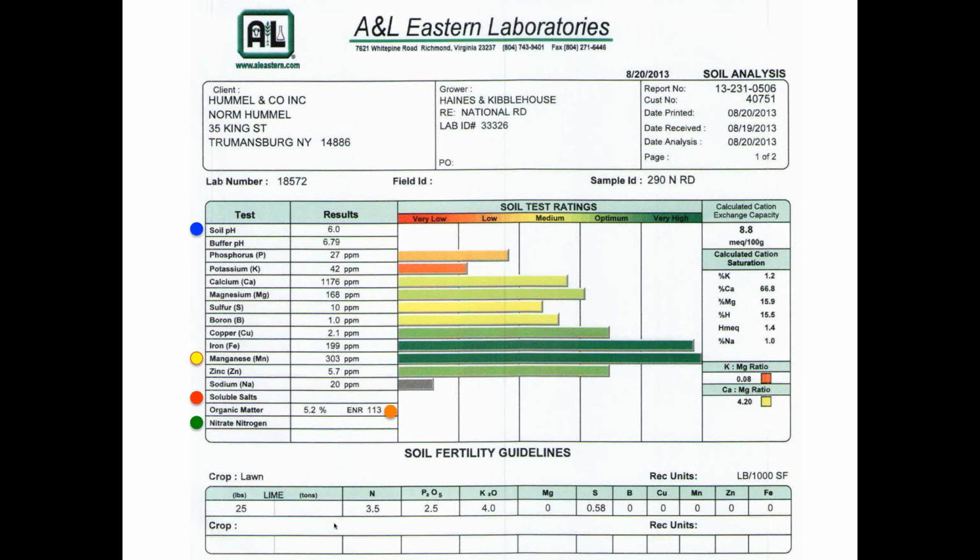The very high numbers are really hard to bring down, and I put a yellow box by manganese. In the mid-Atlantic area, we're starting to see a lot of manganese toxicity that's starting at around 400 parts per million. And it comes off of the mulch that we're using, we found out. A lot of our mulch is made from tulip poplars, because we have a lot of tulip poplar forests that we're tearing down to build home sites and development.